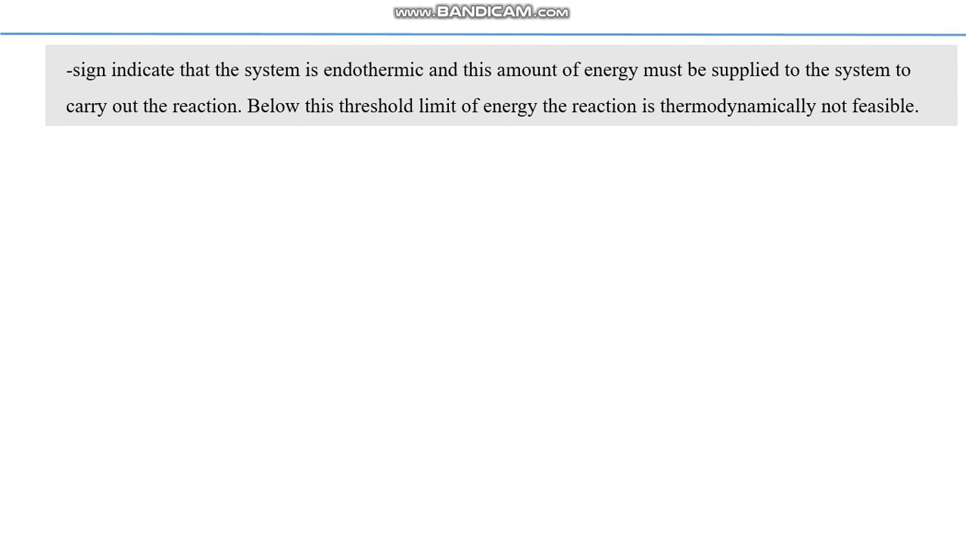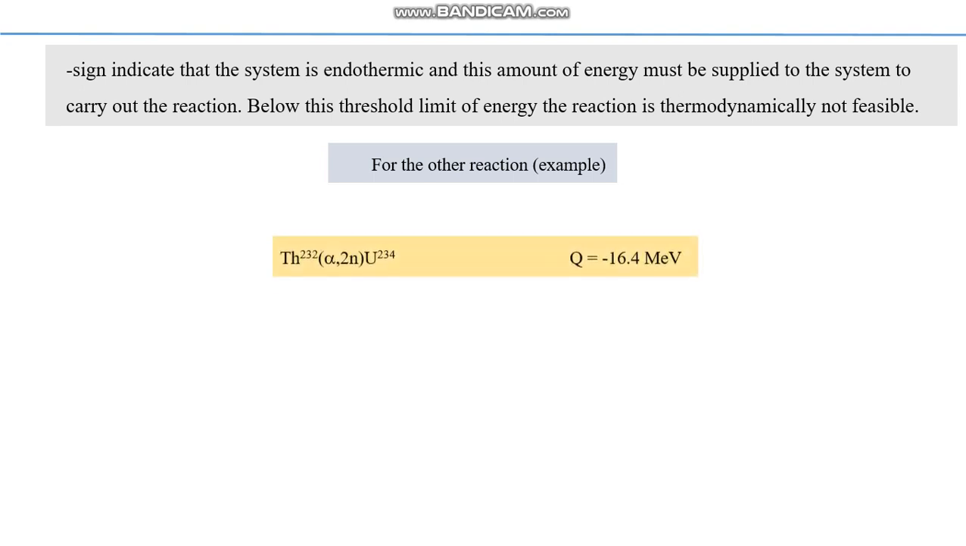Endothermic means we are supposed to provide energy from an external source to the reaction in order to initiate it and to continue it. This amount of energy is needed in one form or another, and the energy we have to provide is the kinetic energy of the alpha particle. So we are supposed to supply minus 11 mega electron volt kinetic energy to the alpha particle in order to initiate this reaction. For the other reactions, whenever you have time, please calculate the amount of energy.